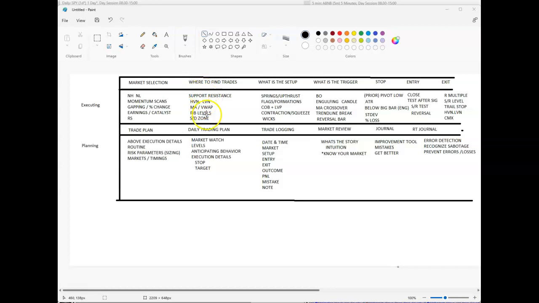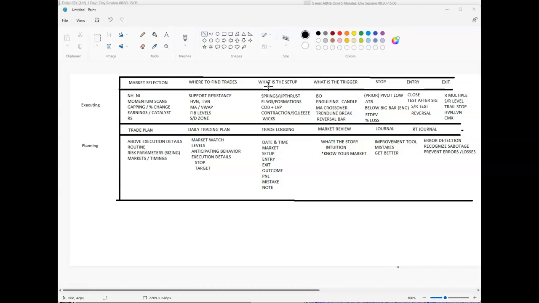Because if you haven't answered this, you don't know how to execute. So again, the idea here is support resistance, or if you're using a profile method, HVN, LVN, whatever approach you use, this question has to be answered. Market selection, and then where to find trades in that particular market. And then marking those areas to identify the next step, which is the setup that you're looking for.